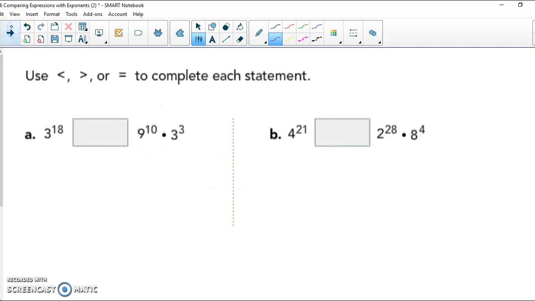I think you guys are getting it, but why don't you pause the video, come up with your answers for these, and then unpause to see if you get it correct.